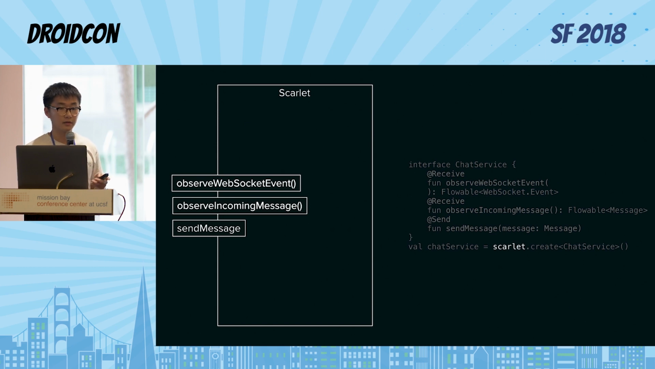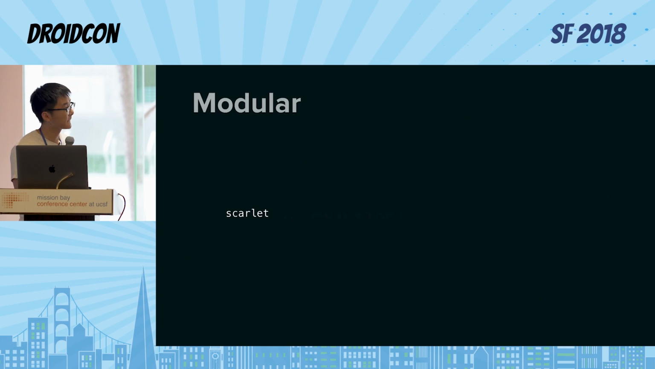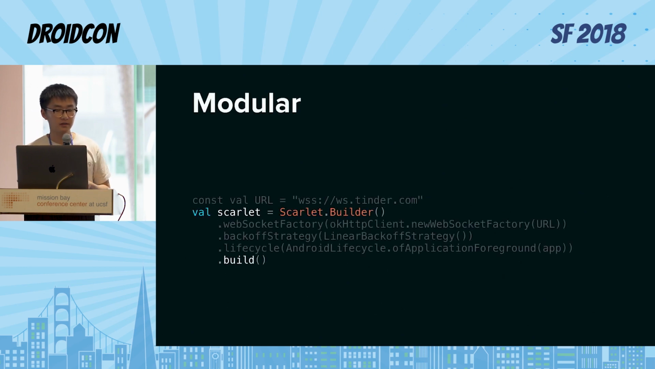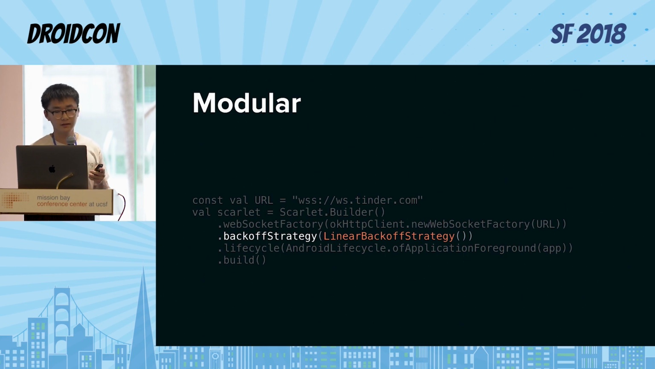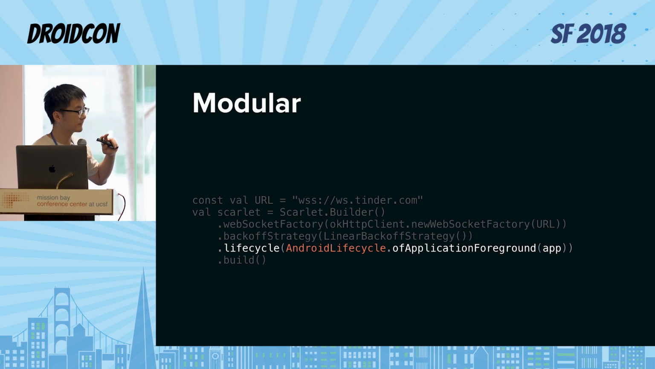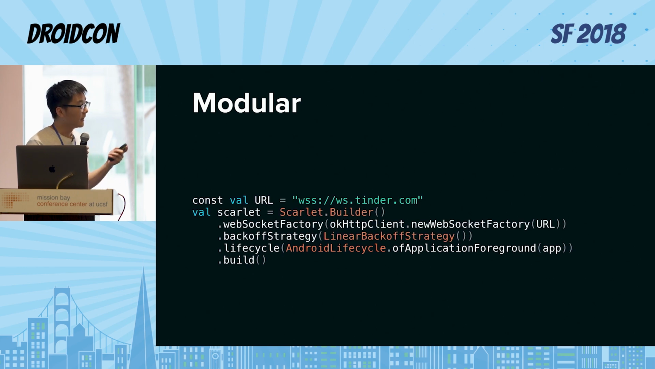So let's see how you would create a Scarlet instance in code. If you're starting from scratch, like we just did, here's the recommended configuration. First, create a Scarlet builder and add a WebSocket plugin that is based on OkHttp. Then you can choose the backoff strategy you prefer. I believe we have a default one. And then you can use a lifecycle to scope the WebSocket connection. You can use our built-in Android Lifecycle plugin, which only opens the connection when the app is in foreground. And here we go.